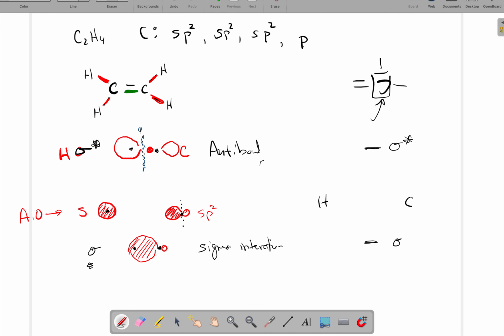Do I have electrons here? Do I have electrons here? Yeah. Do I have electrons here? Do I have electrons here? How many of those were electrons? 1, 2, 3.